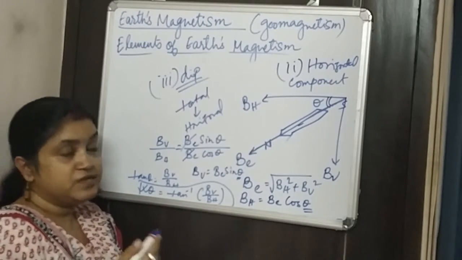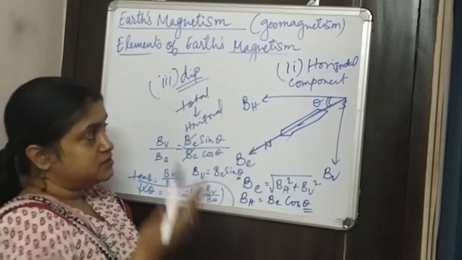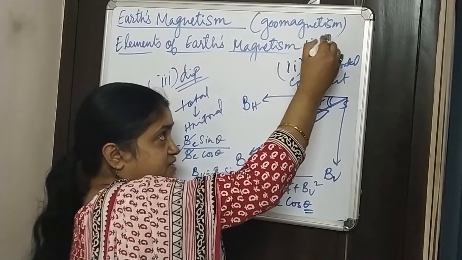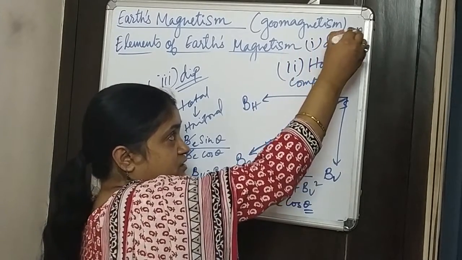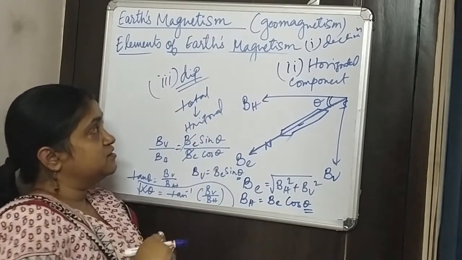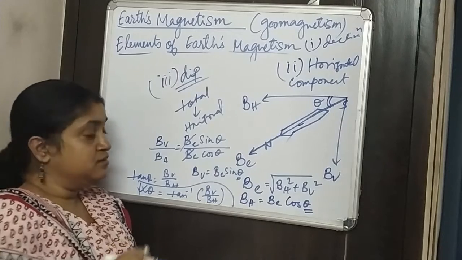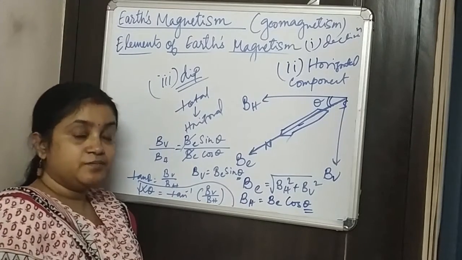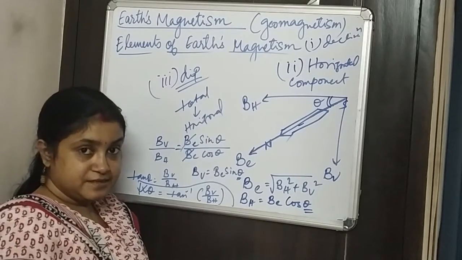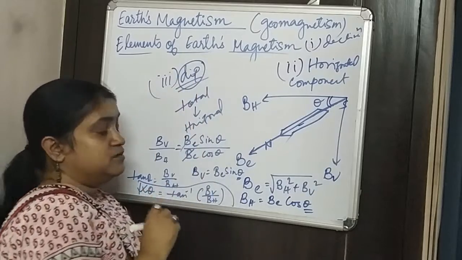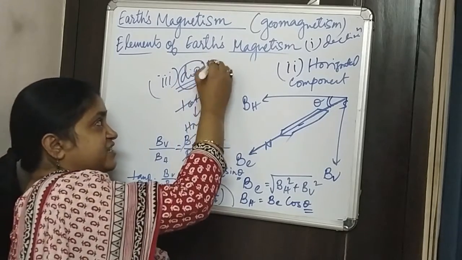So that's how we have done with the three components. We have done with the first one as the declination, the second one horizontal component, and the third one is the dip or magnetic dip of that particular place. As we have seen, this dip is also called the inclination.